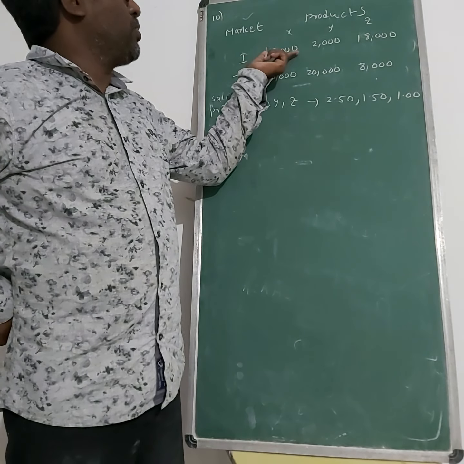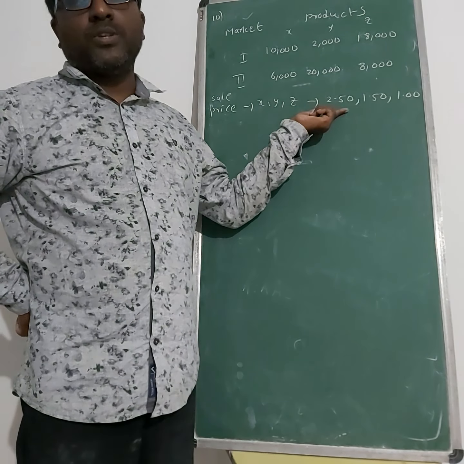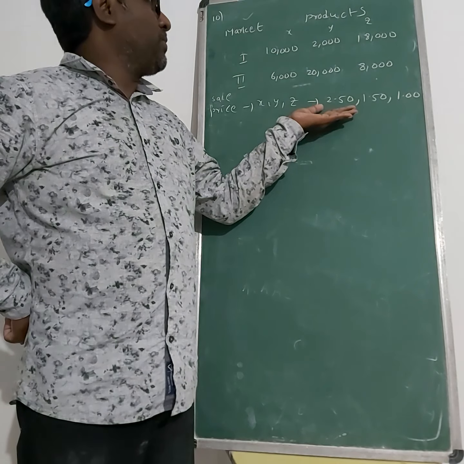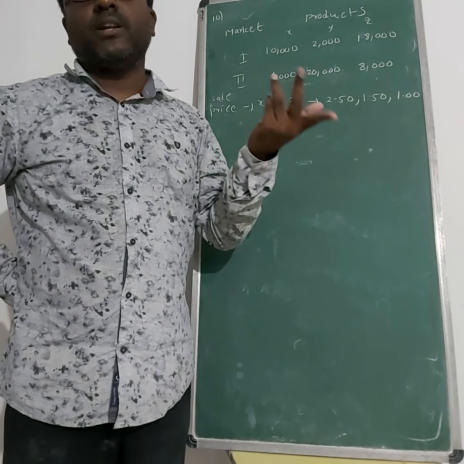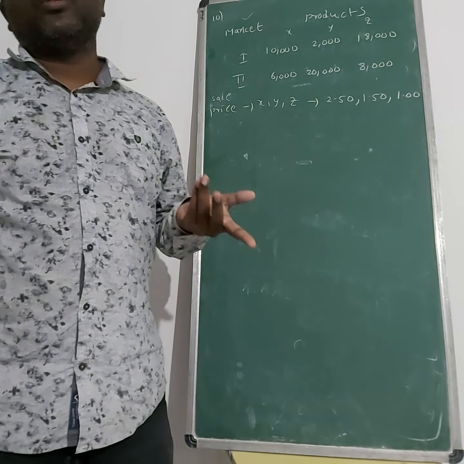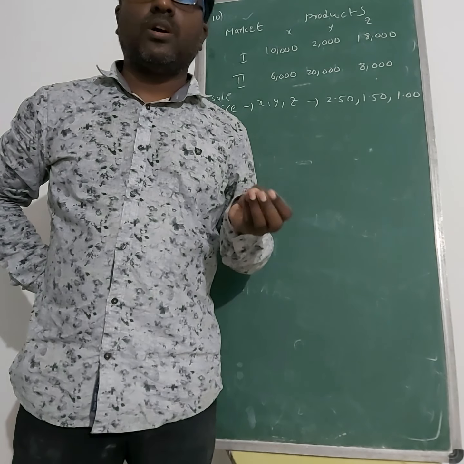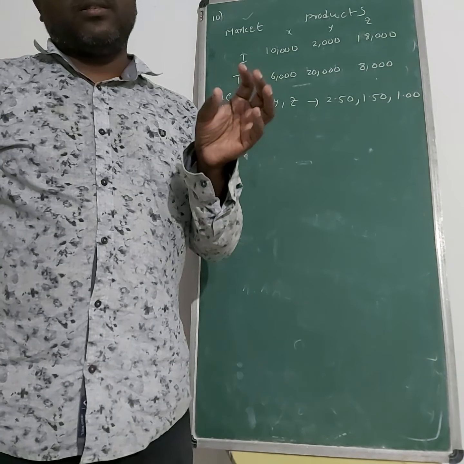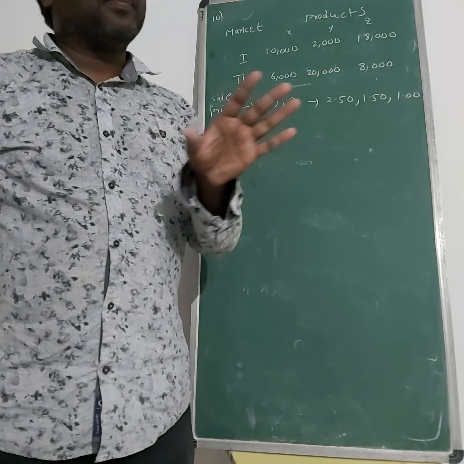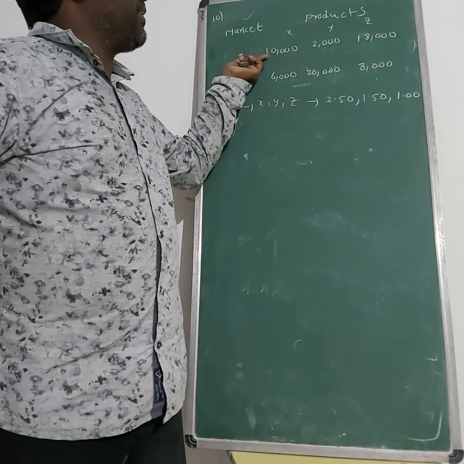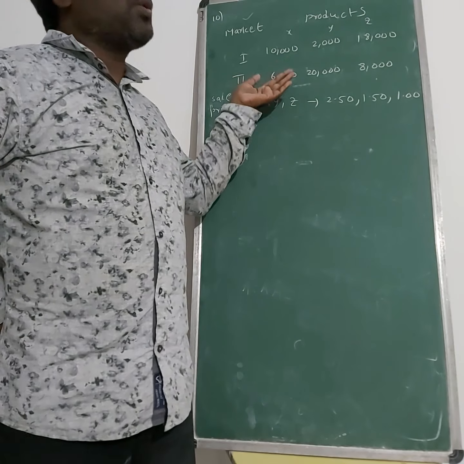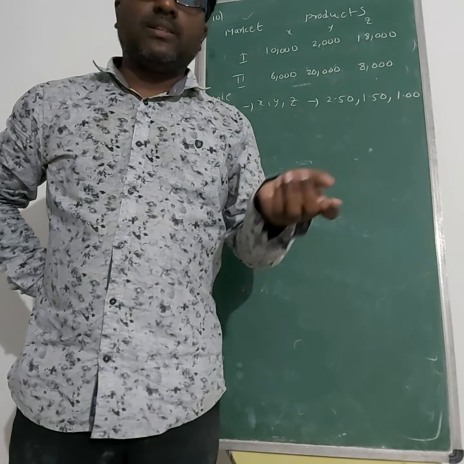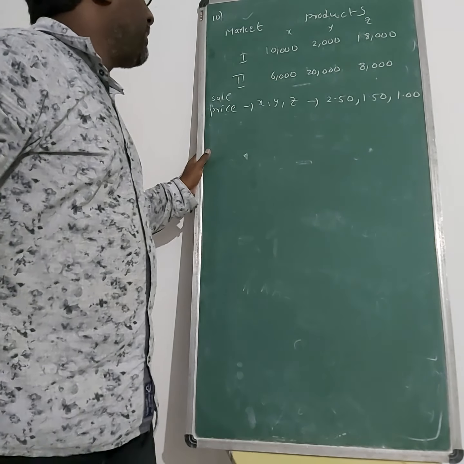Generally, each X costs 2 rupees 50 paisa, so 2 rupees 50 paisa into 10,000 gives how much revenue we will get by selling X products in market 1. Similarly, for market 2 also we will get the same. The same thing they are asking in terms of matrix.